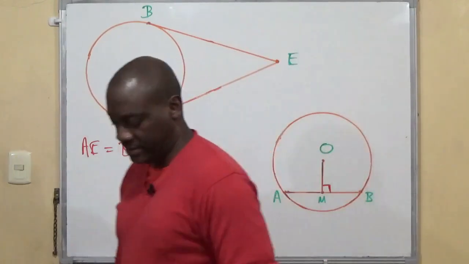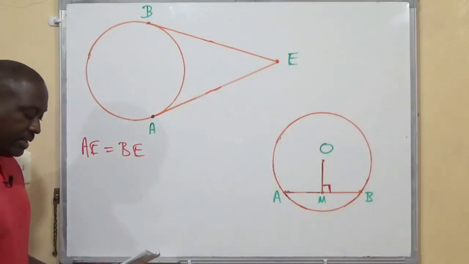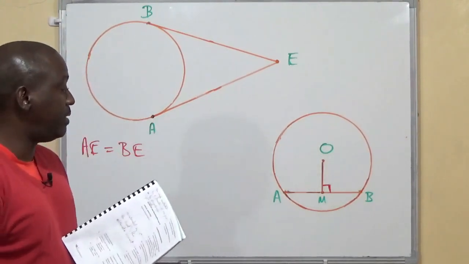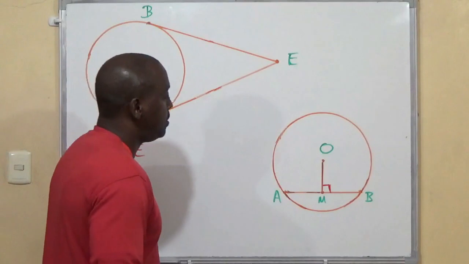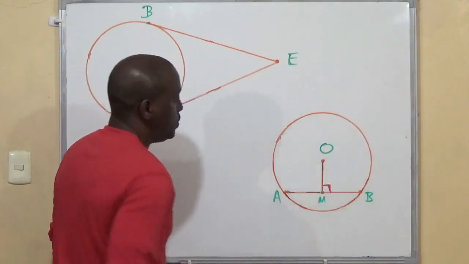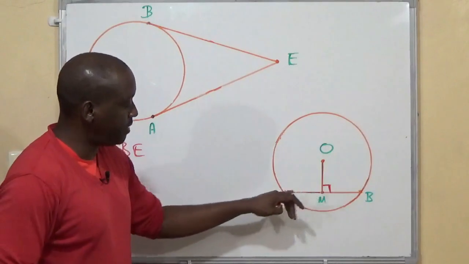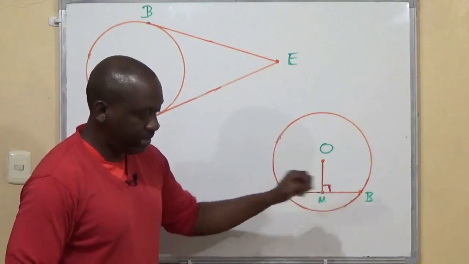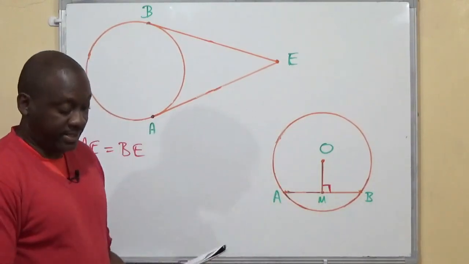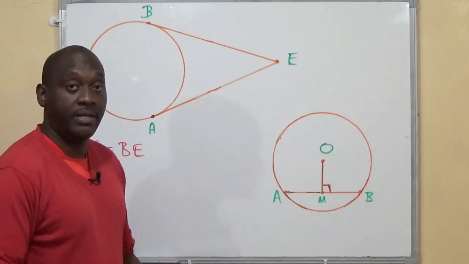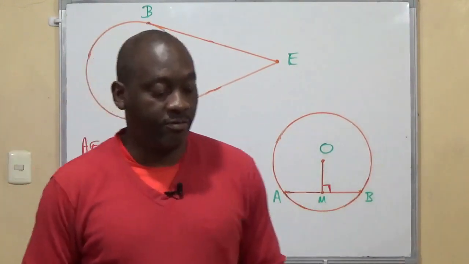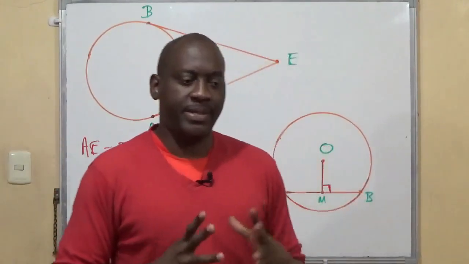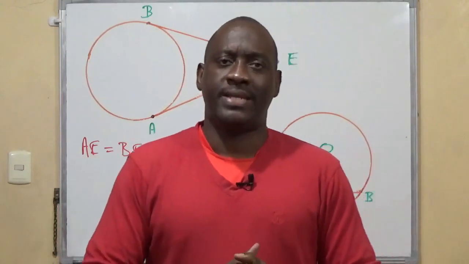All right? And then, of course, the final theorem is that the line joining the center of a circle to the midpoint of a chord is perpendicular to the chord. All right? Center of the circle O joined to the midpoint of the chord. Sorry, the midpoint of the chord AB is the point M. So OM is perpendicular to AB. The line joining the center of a circle to the midpoint of a chord is perpendicular to the chord. End of discussion.